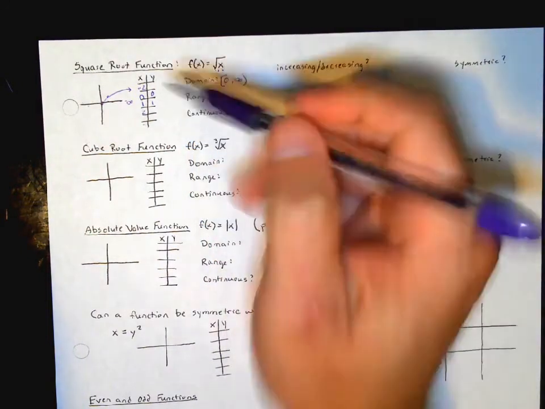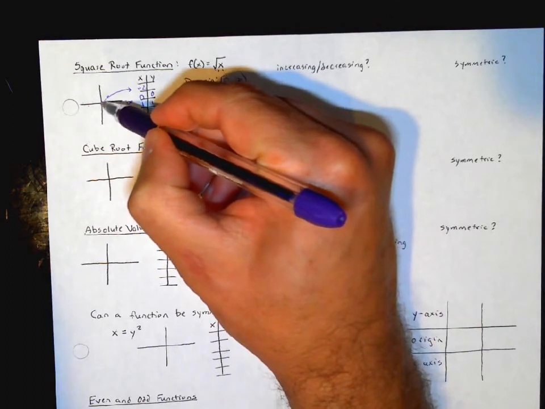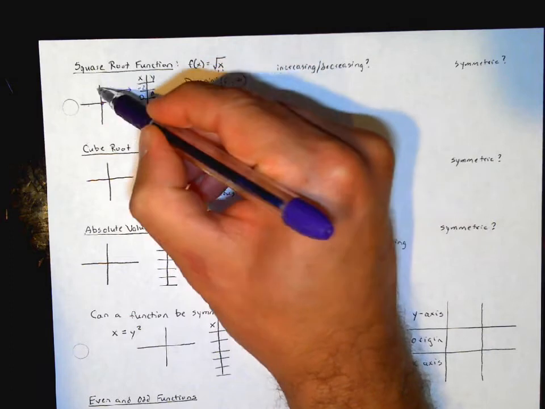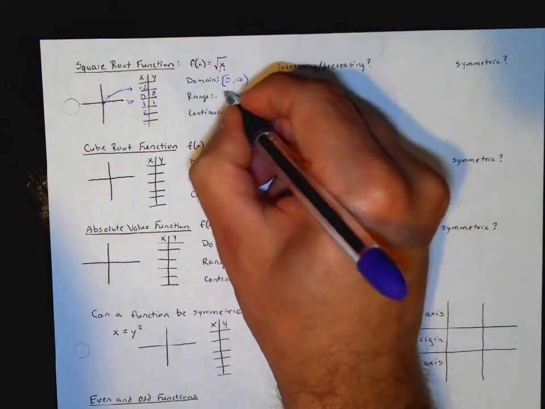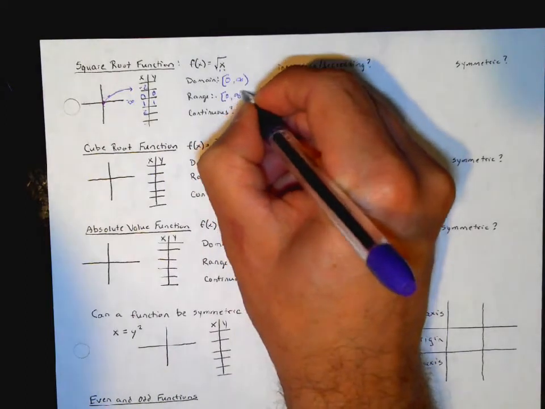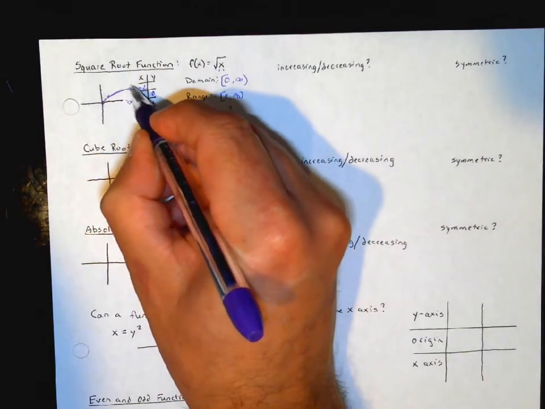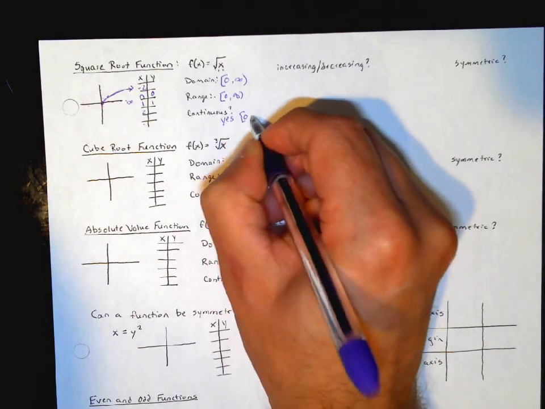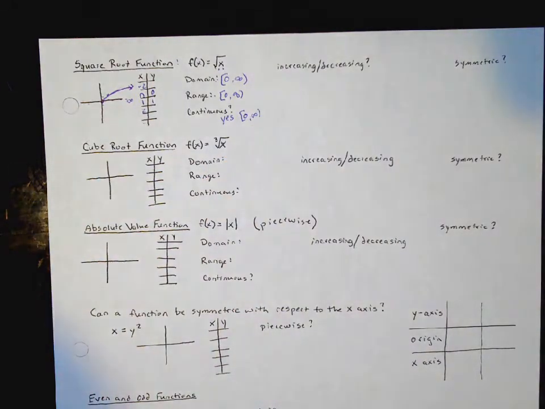Range: I don't have any negative numbers here, but it starts at 0, and it will keep going up, up, up, these values right here. So my range goes from 0 to infinity as well. And if I start here and I keep going, it is continuous from 0 to infinity.